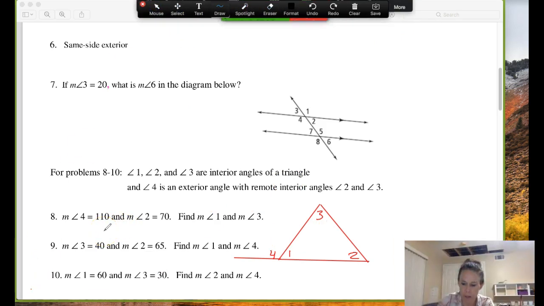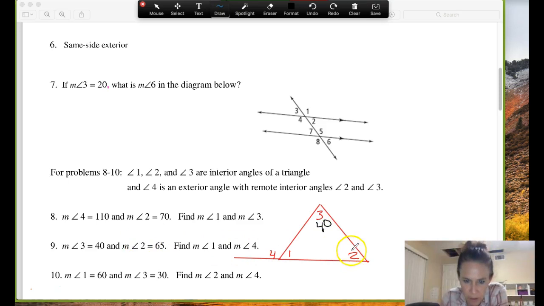Okay, we got the measure of angle 3 is 40, so this one is 40. The measure of angle 2 is 65 degrees. We want to find 1 and 4 this time. Okay, so we know 4 is equal to 2 plus 3. We can find 4 right away. We can find 1 right away because we know all these angles add up to be 180. So lots of ways to do it.